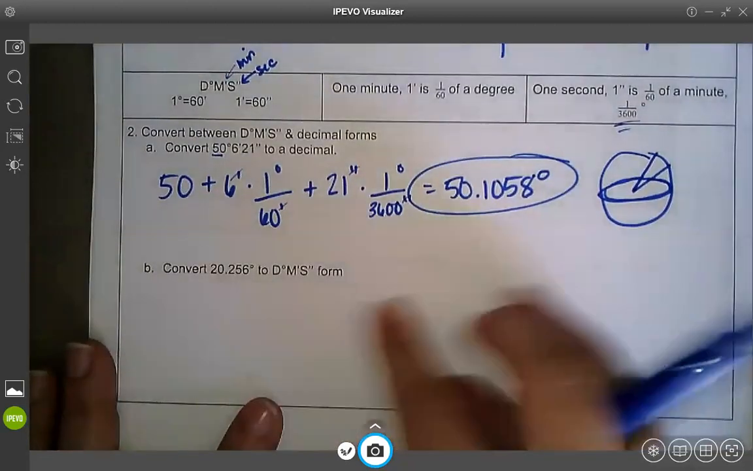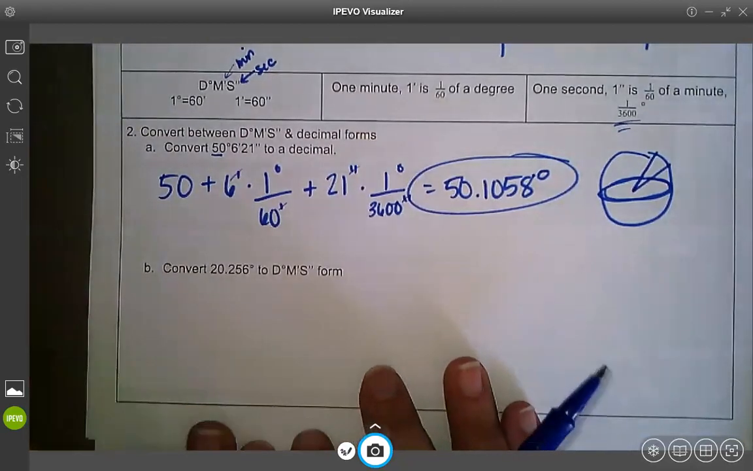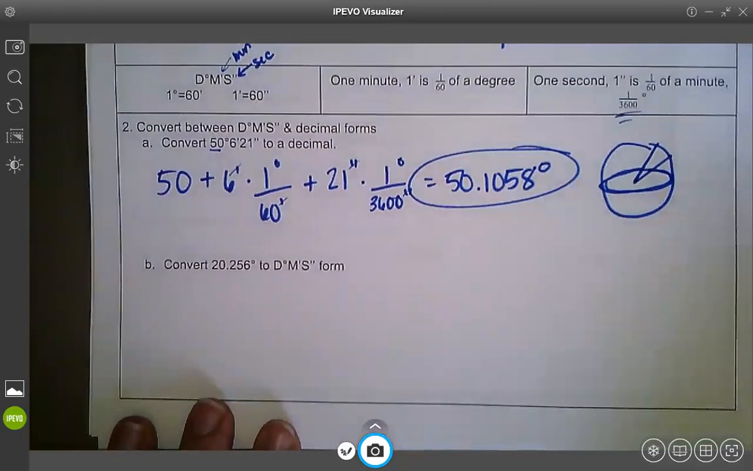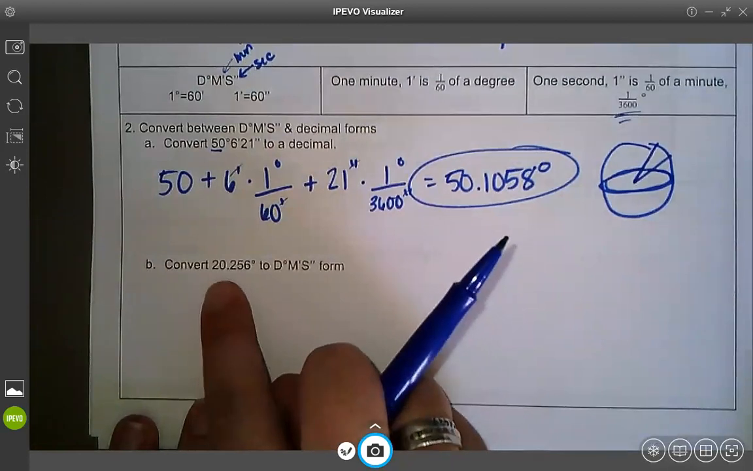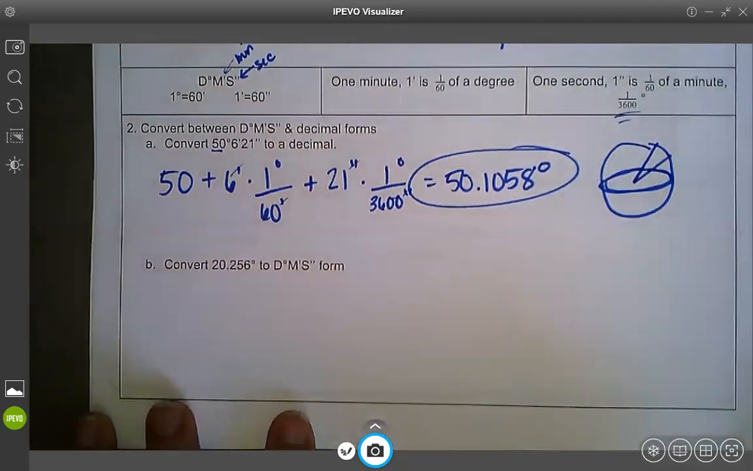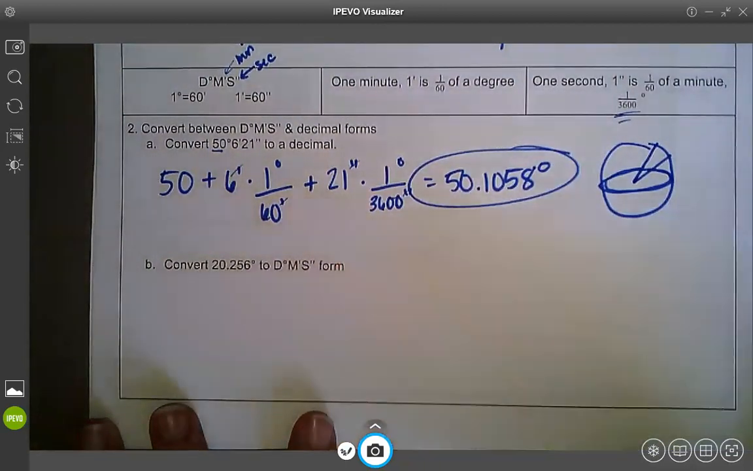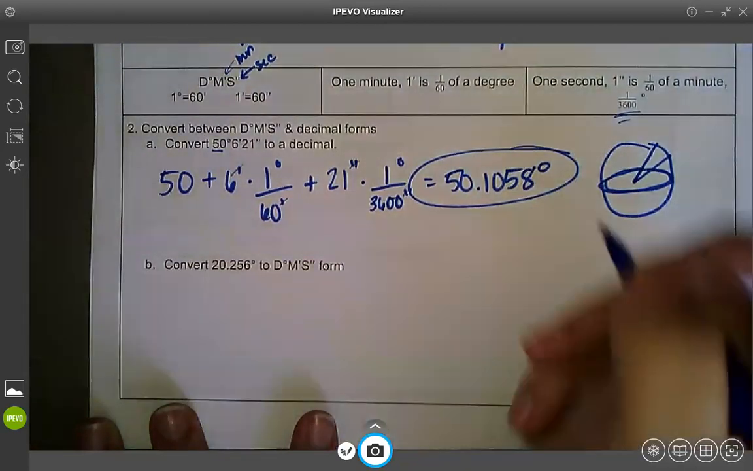So this one, you can technically do that in your calculator. I'm going to show you. Did you find it? Isn't it cool? Calculators are awesome. 20.256 degrees, minutes, seconds. So I like to go this way mathematically. I think it's easier to do this mathematically than to find the DMS in my calculator because it's so far down.